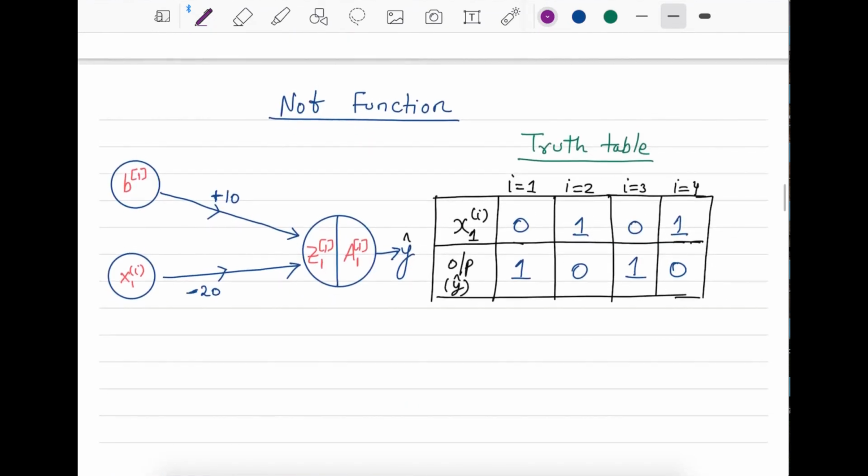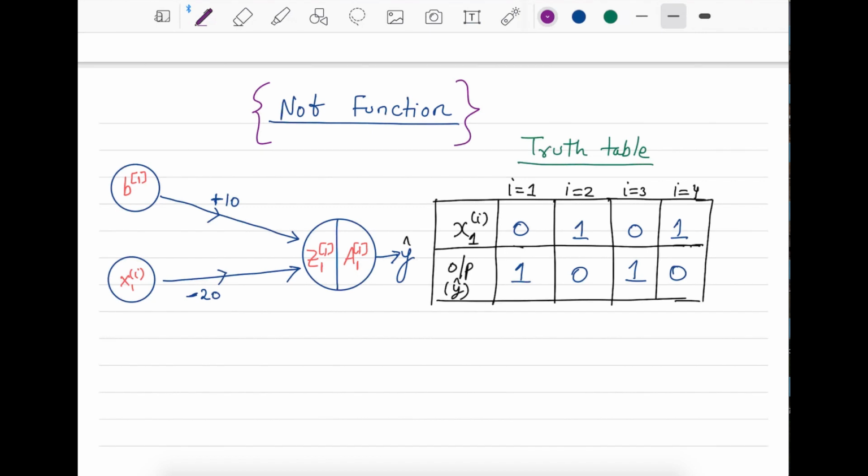You can do that same exercise for the NOT function also. I will not be doing it, but this is for you, and you can realize that the weights for this NOT gate will be plus 10 and minus 20. But you can take any others also, depending upon the constraints that you obtain here. So this is for you as an exercise.